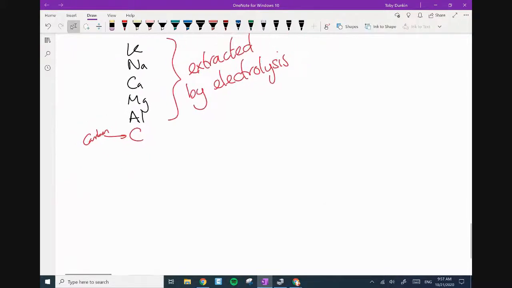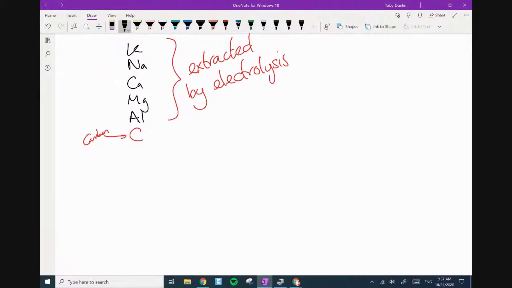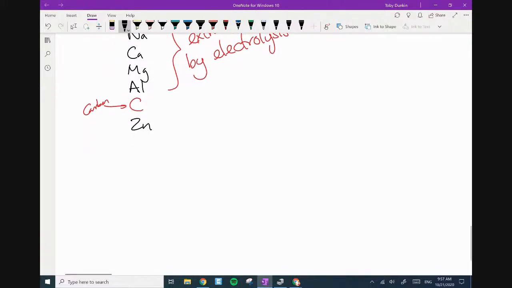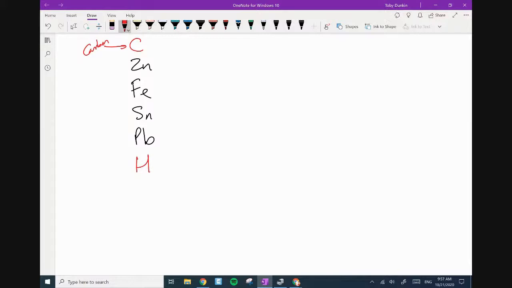Now we have to go to the ones below it. I'm going to make a mess of this as well, aren't I? The next one below that is going to be zinc, followed by iron, followed by tin, followed by lead, and then we get to hydrogen. Change my color. Can someone please check me? If I make a mistake, can someone post it on the chat, please?